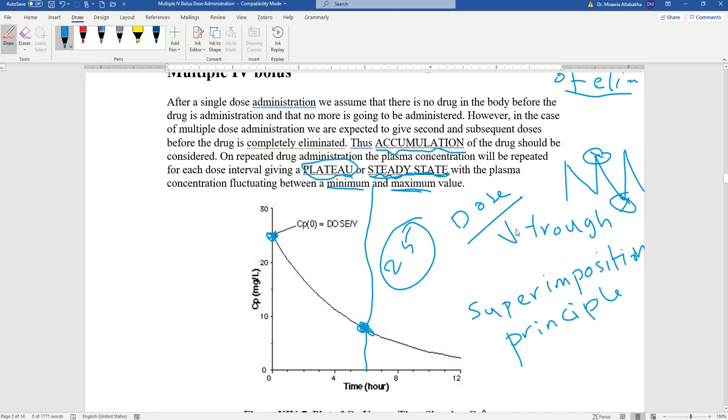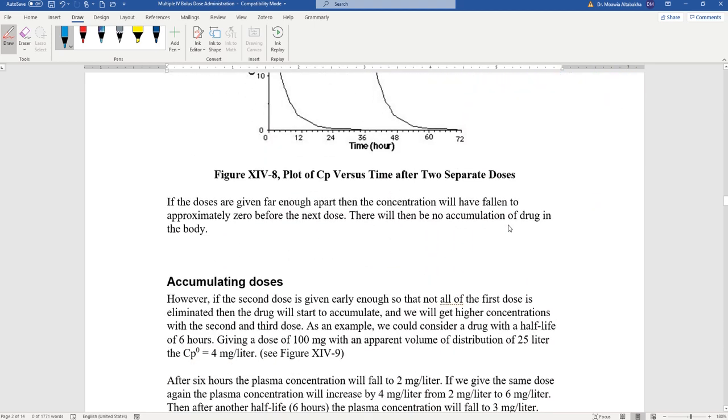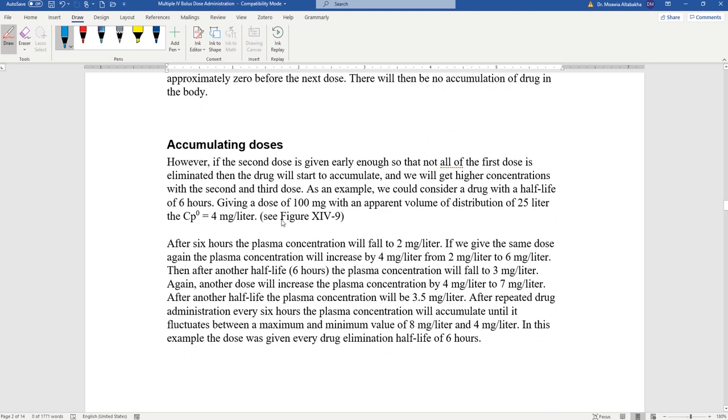In order for us to talk about what is happening, let me give you an example. Our example is the following. We are giving an IV dose of 100 milligram. Let's assume that the apparent volume of distribution is 25 liters. Okay? And let's assume that the half-life of the drug is 6 hours. See my assumption. And we are giving the drug every 6 hours also.